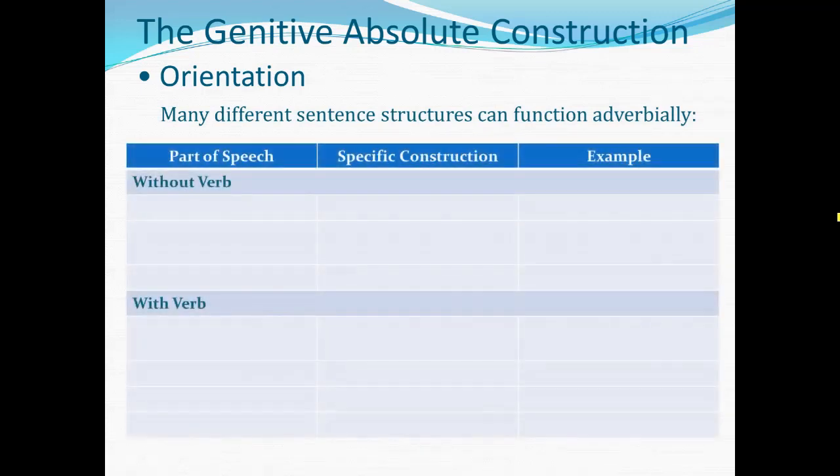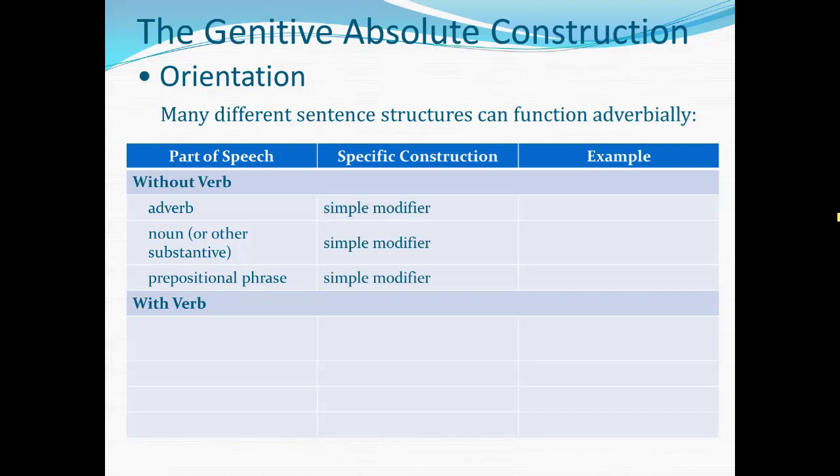Let's take an overview. Some of these structures will have no verb at all. Others will have a verb. For each one, we'll consider what part of speech is involved, the nature of the specific construction, and then look at a brief example. So without a verb, most basically, you could have an adverb. Nouns or other substantives can function adverbially. And then prepositional phrases also function very commonly as adverbs. And the specific construction in each case is just a simple modifier.